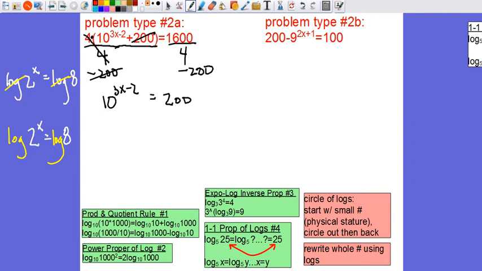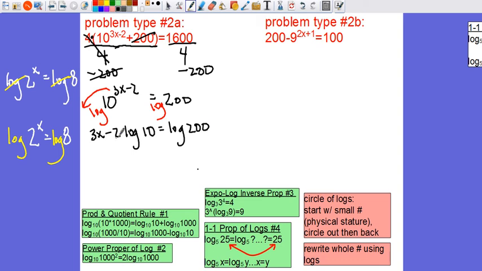Here is where the new thing comes in. There is no log here and no log here, so we can add one log on the left, one log on the right. Remember, you can move this over. So as of right now, what we have is (3x minus 2) log of 10 equals log of 200.